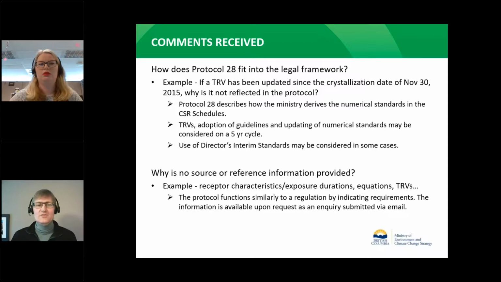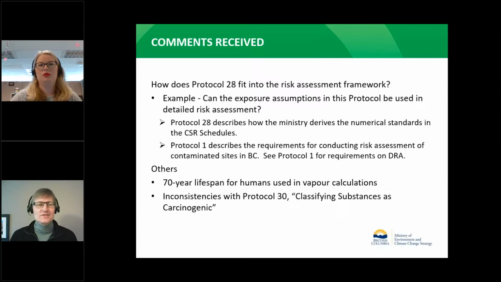Other comments received requested provision of source or reference information in the protocol. This is not provided in a protocol, as a protocol functions similarly to a regulation. And similar to a regulation, a protocol sets out requirements. Should source or reference information be desired, this information is available on request as an inquiry to the program. Next slide, please, and over to you, Sydney, to wrap up this presentation.